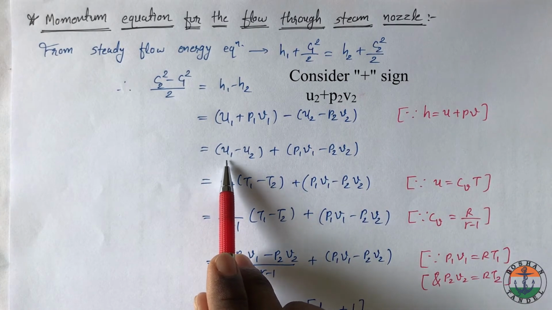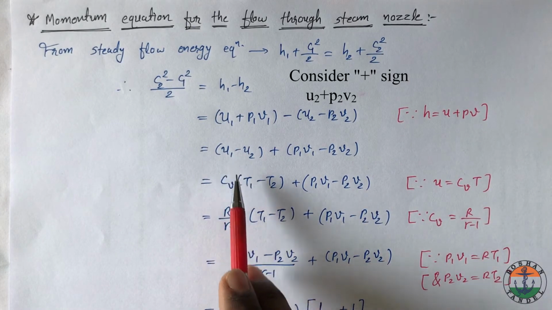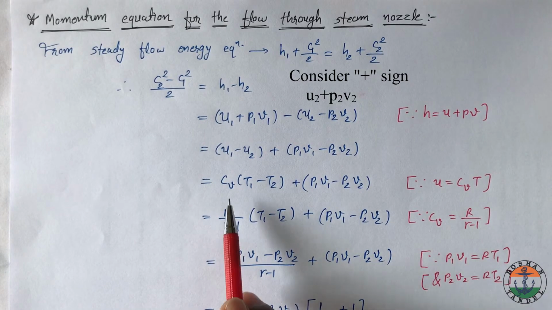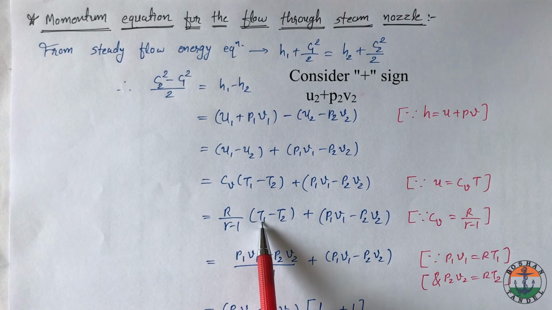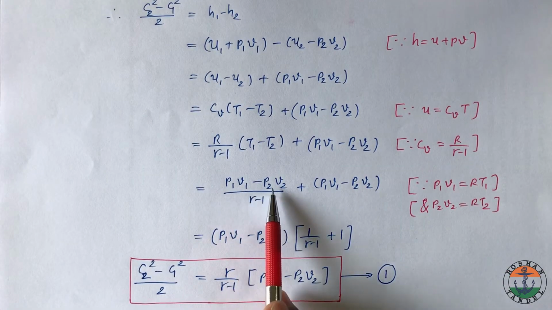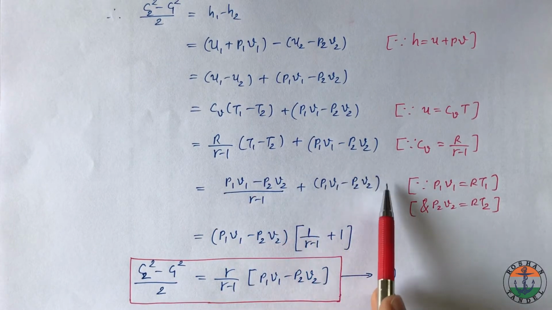Now, internal energy U is equal to Cv into T. So, put this value over here. Cv is equal to R upon gamma minus 1. Put the value of Cv in this equation. Now, R into T1 is equal to P1 V1. R into T2 is equal to P2 V2. Take P1 V1 minus P2 V2 common from both these brackets.